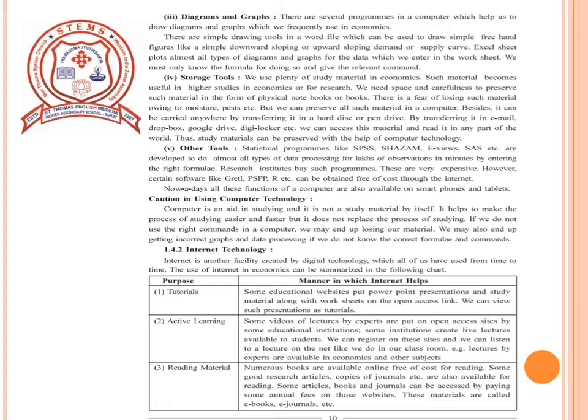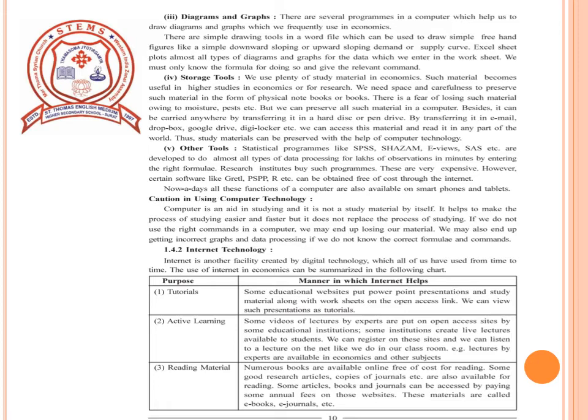Now the fifth point is other tools. Statistical programs like SPSS, SHAZAM, eViews, SAS, etc. are developed to do almost all types of data processing for lakhs of observations in just minutes by entering the right formula. So these are the programs which help you process data with lakhs of observations, and within minutes you can calculate it by putting in the right formula.